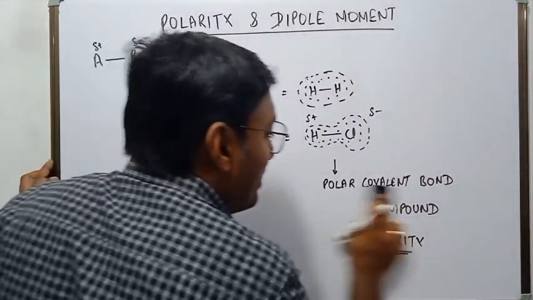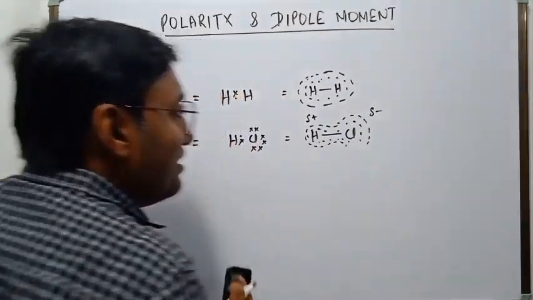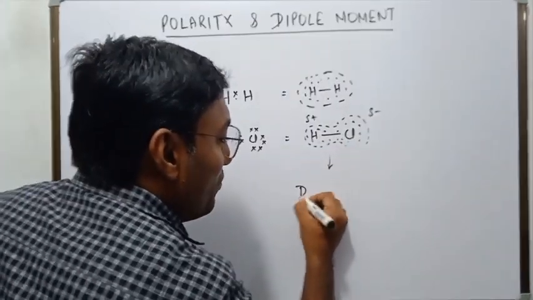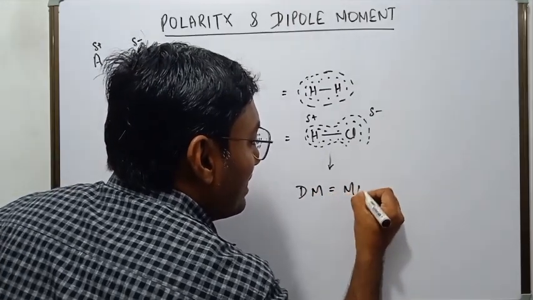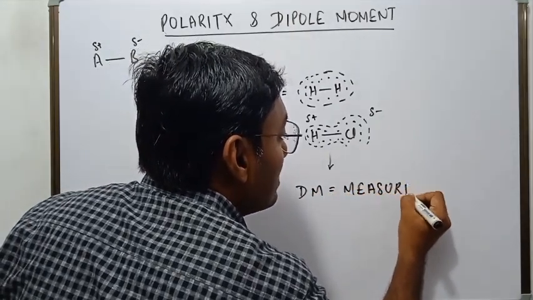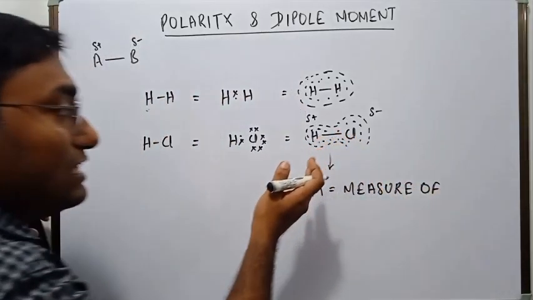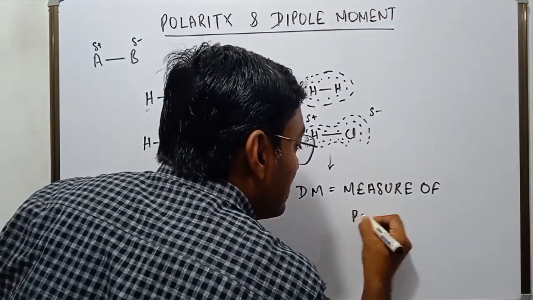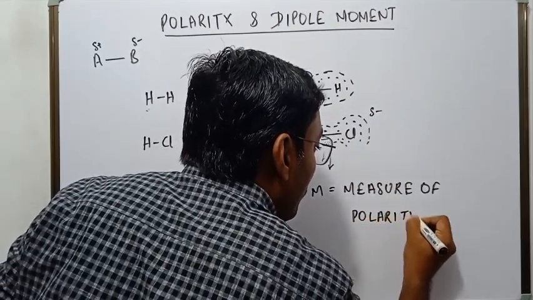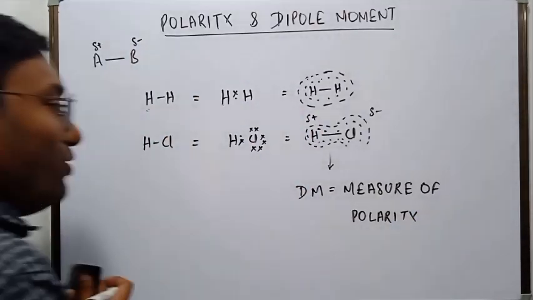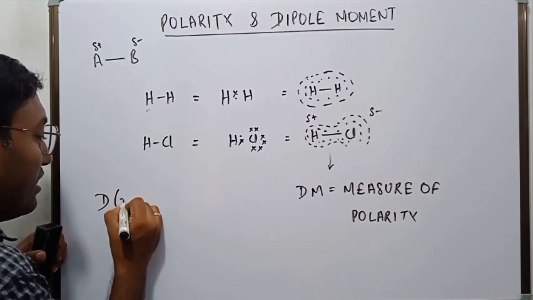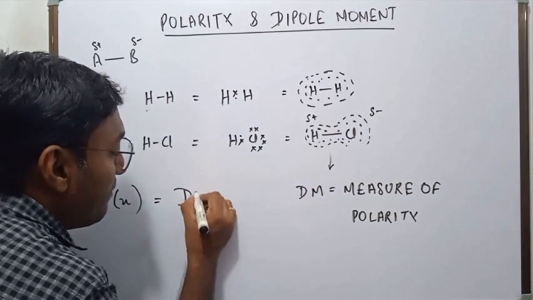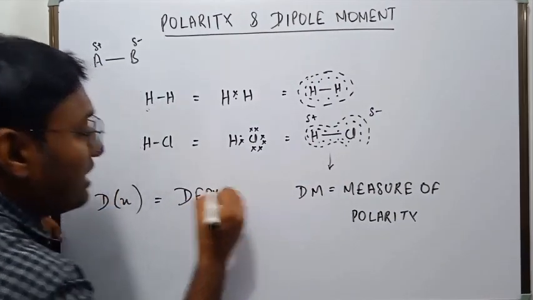Now, let us come to dipole moment. What is dipole moment? Dipole moment is the measure of polarity. Exactly how much strength this polarity has, exactly how polar it is, is referred to as dipole moment. Dipole moment is represented by mu, and its unit is called the debye (D).